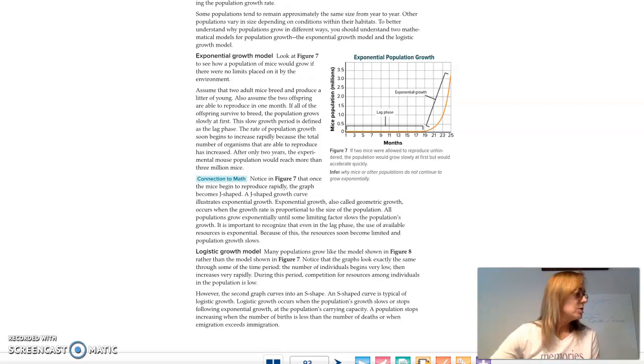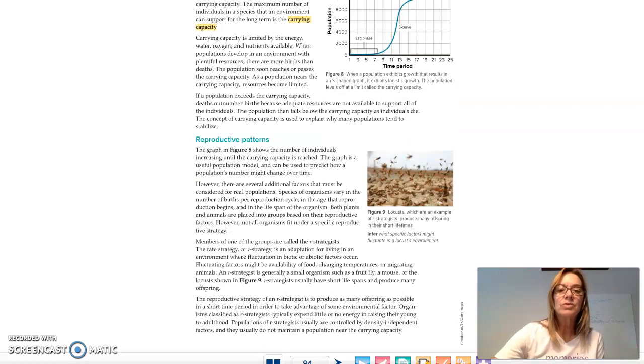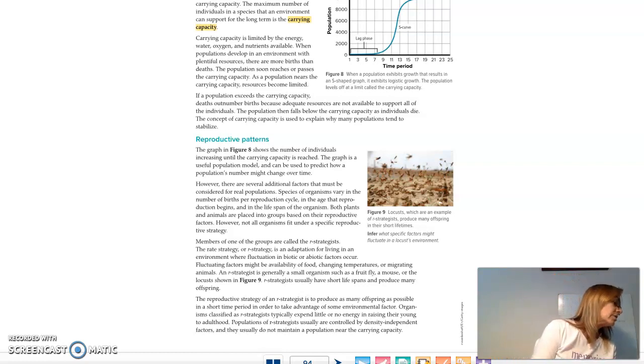All right, so the next thing that it talks about on page 94 is reproductive patterns. And so it talks about our strategist, and let's see, what's the other one really quick?